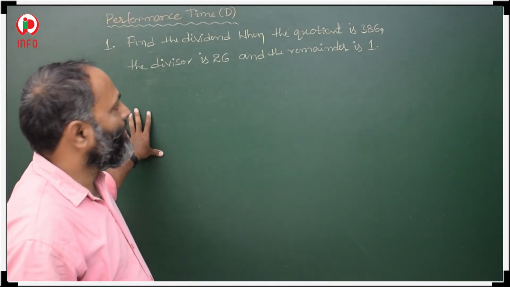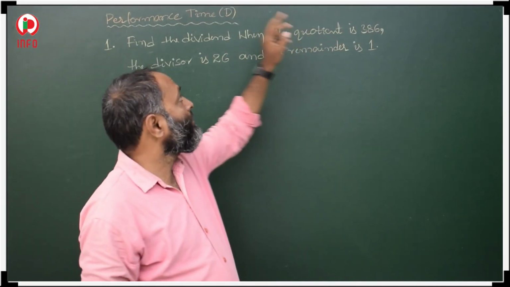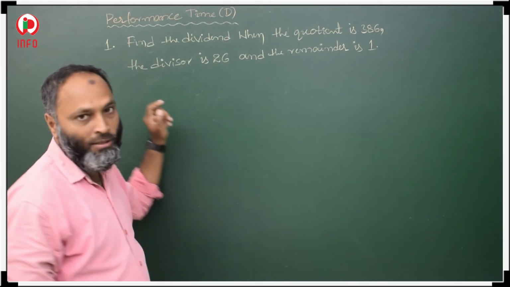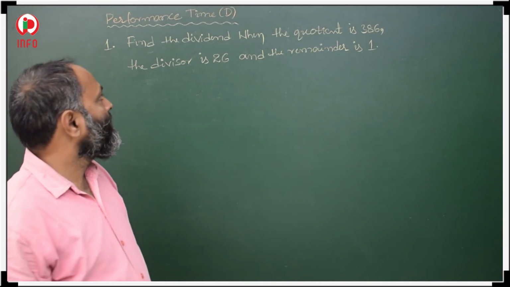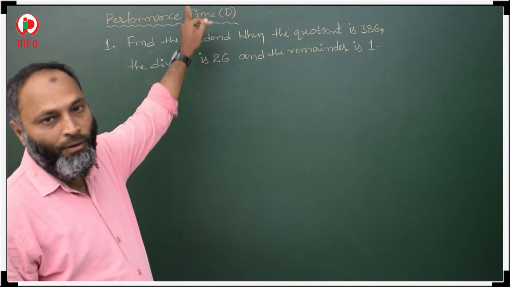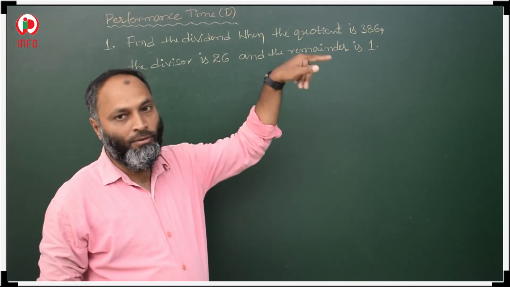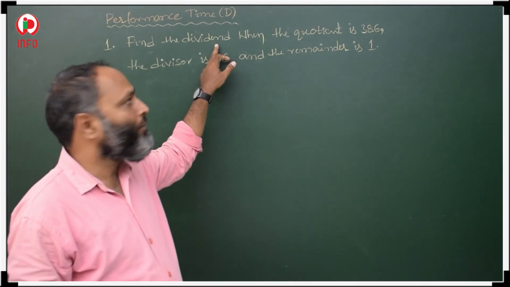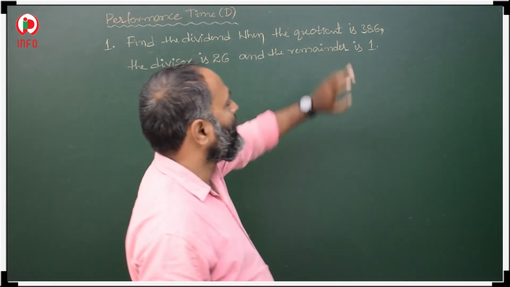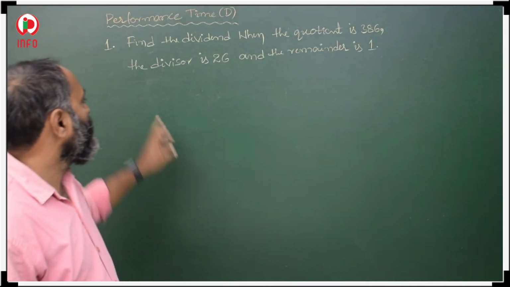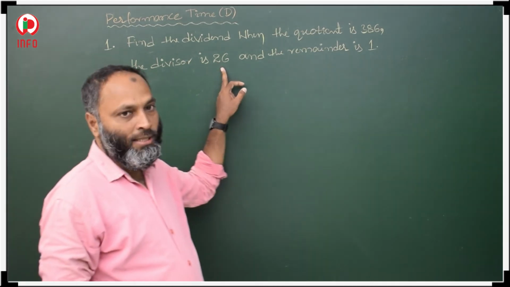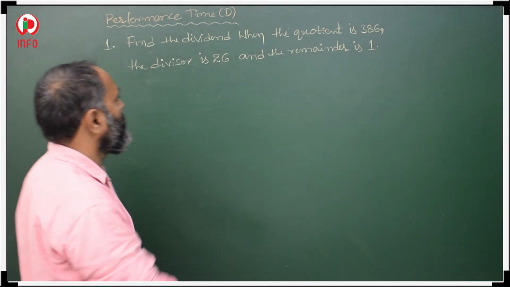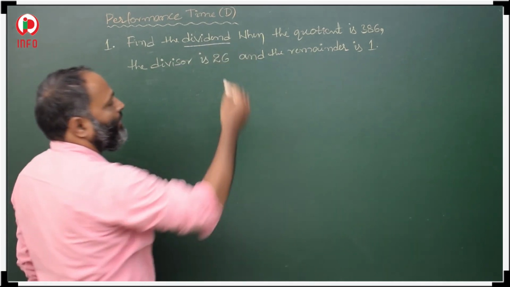Now students, 4th standard, in division, Performance Time D, chapter 5. Let's look at the first question. Find the dividend when the quotient is 386 and the divisor is 26, and the remainder is 1. So what is the dividend? We have to find the value of the dividend.